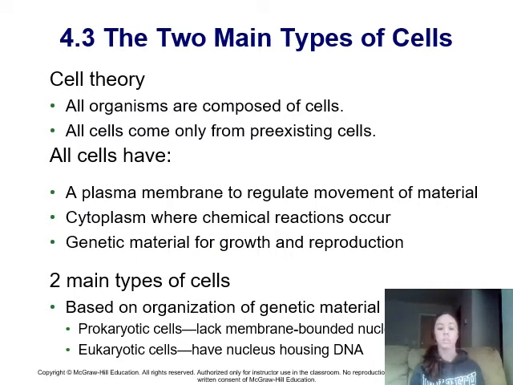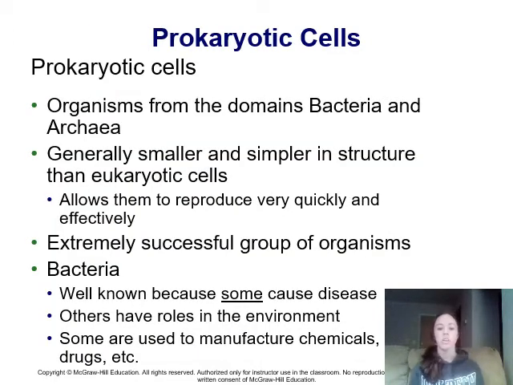There are going to be two main types of cells: prokaryotic cells, which lack the internal organelles, more specifically like the nucleus, and then we have eukaryotic cells, which do have all the organelles, the more prominent one being the nucleus. So prokaryotic organisms will be found in the domain of bacteria and archaea.